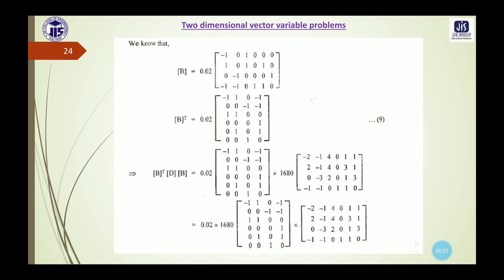Now as we have calculated the B matrix, that is the strain displacement matrix, we can also write the transpose of the B matrix. We only need to interchange rows and columns. This is our equation number 9.